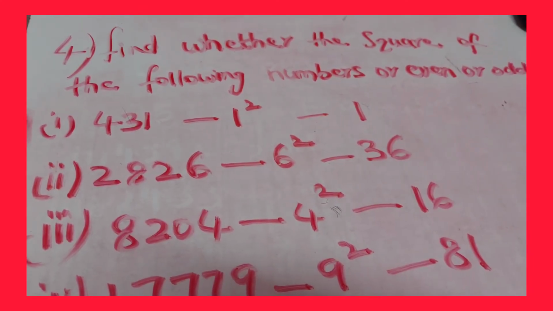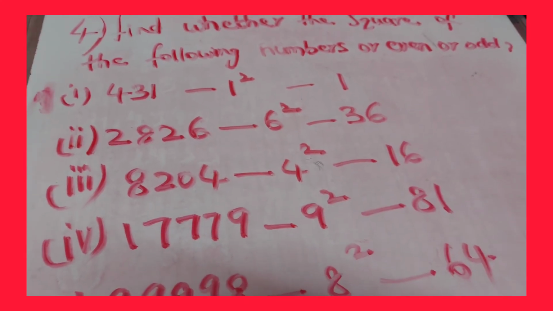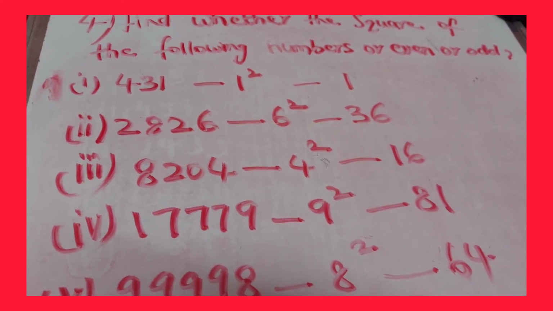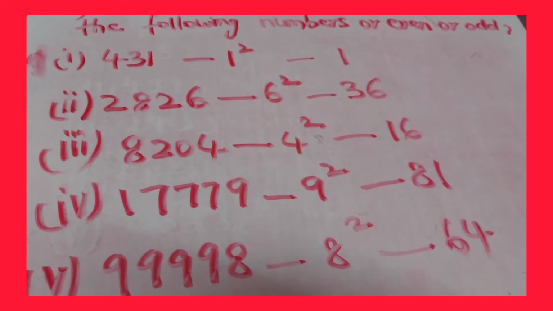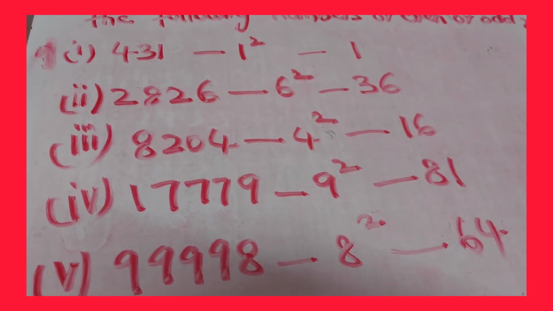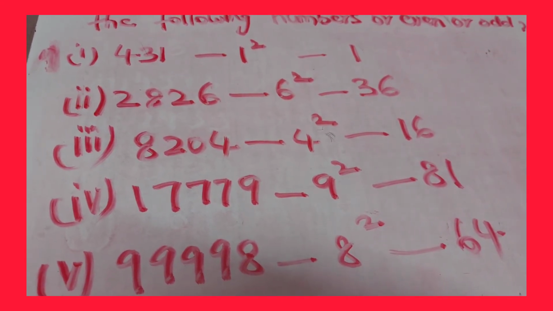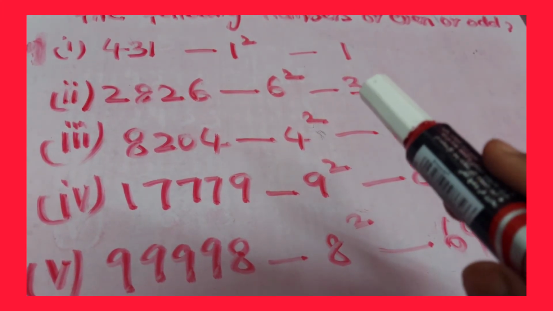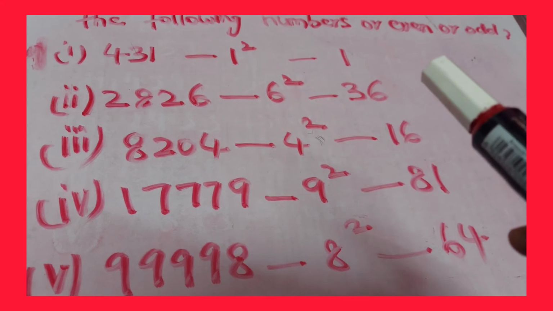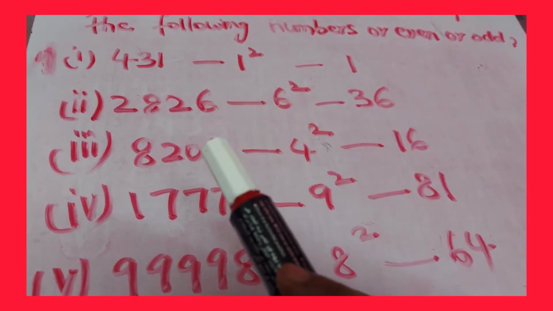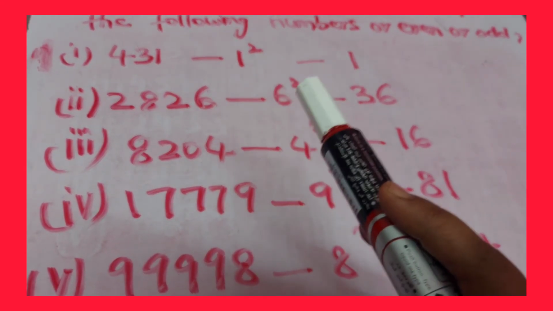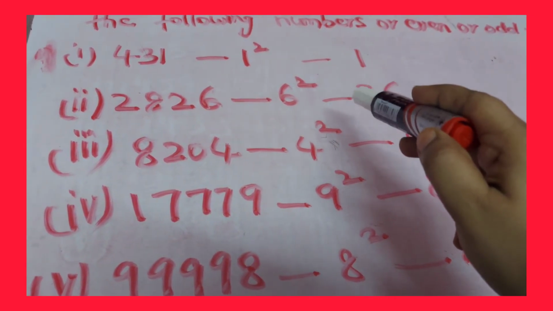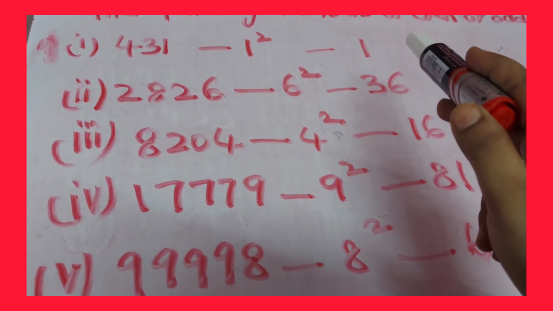Now fourth sum is find whether the square of the following numbers are even or odd. So 431 means you have to see the last number. The unit number is 1 here. So 1 square is 1. So 1 is an odd number. Odd number means which does not come in 2 table. Even number means which comes in 2 table. So here 6. Again if you do 6 square, it is 6 6s are 36. 36 goes in 2 table, yes.